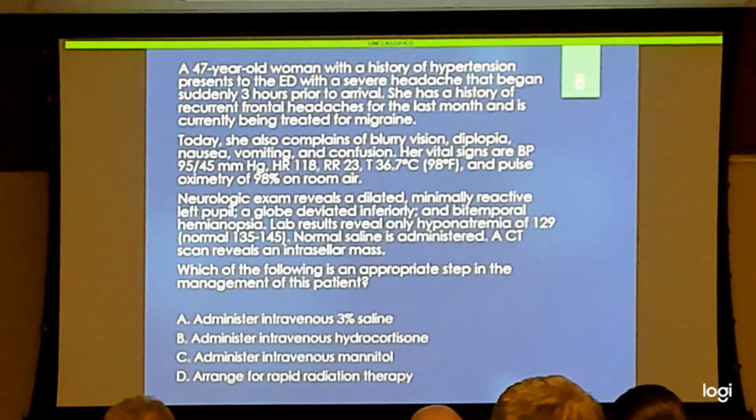Sometimes it's better to just read what I'm asking you first and then read the vignette, because sometimes you don't need the vignette, just so you know. It's good test-taking technique. I used to be kind of a nerd, not anymore.